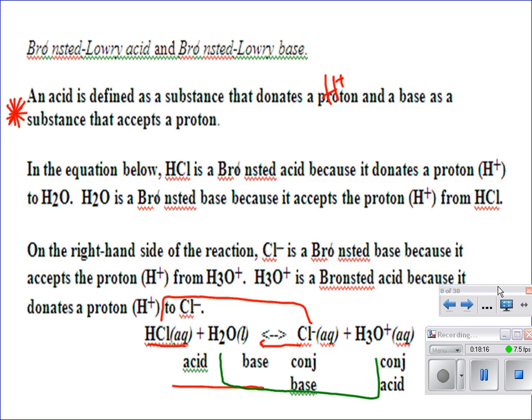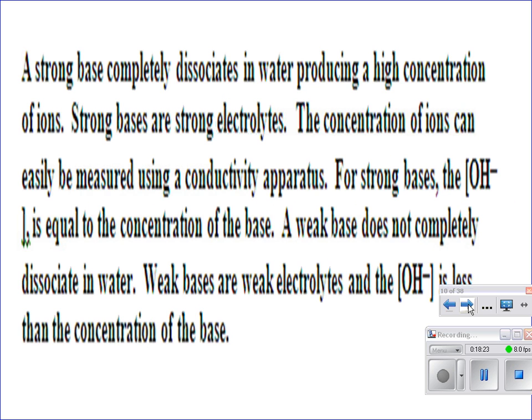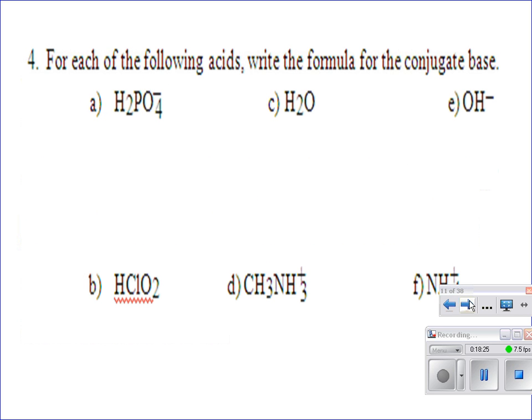So let's go on. I don't know why these slides are in this order. This just talks about strong acids versus weak acids, and the next one is strong bases versus weak bases. We'll cover that, no worries. But it says, number 4, for each of the following acids, write the formula of the conjugate base.